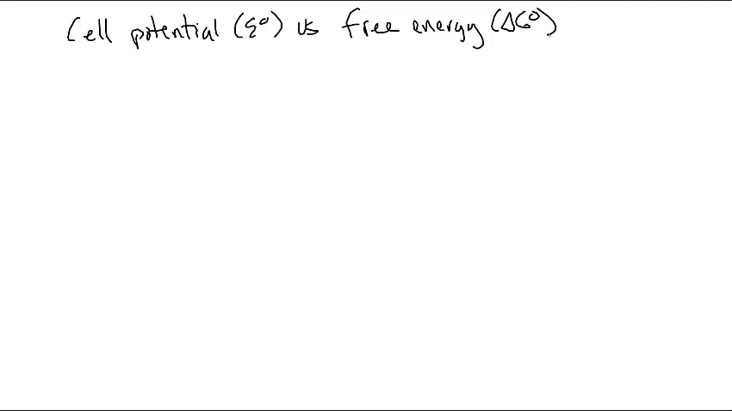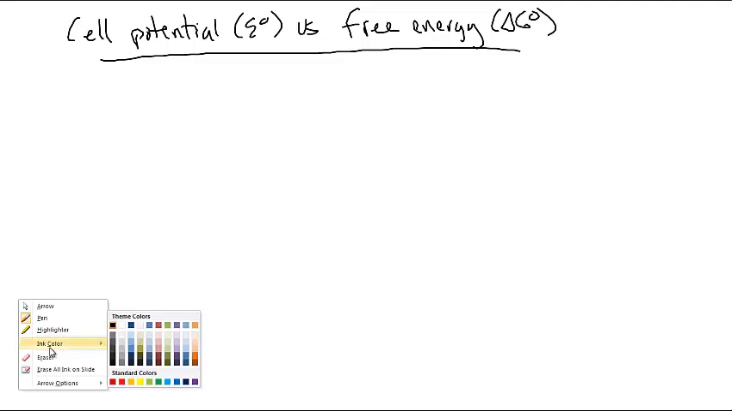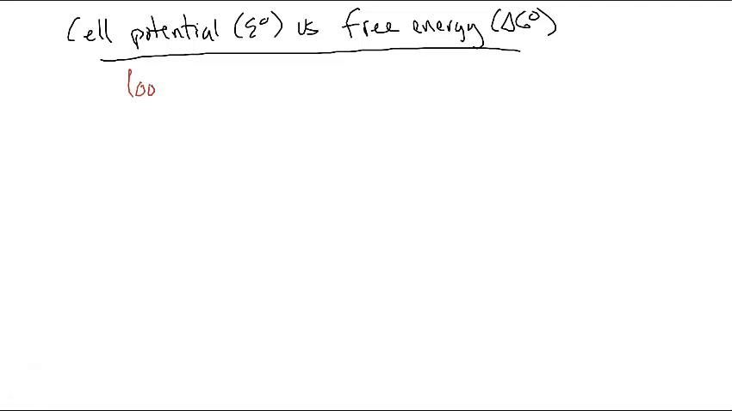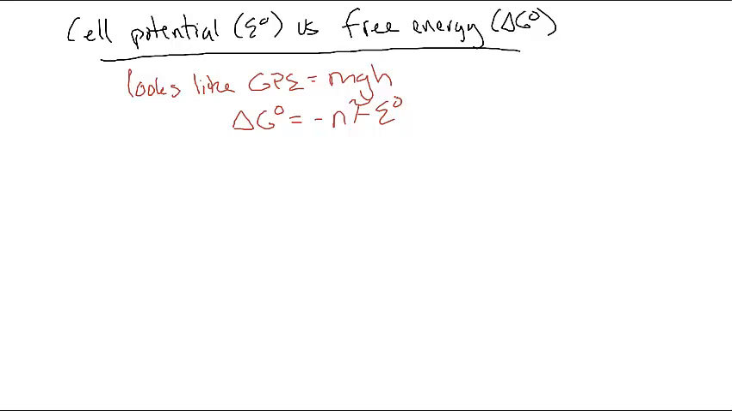Now, we're going to try to loop this back to thermo. The equation that connects these two. Who remembers our equation for gravitational potential energy? Let's do it on Earth. MGH, like the hospital. So it looks like MGH. We have delta G naught equals negative n F times E naught, with a fancy F.